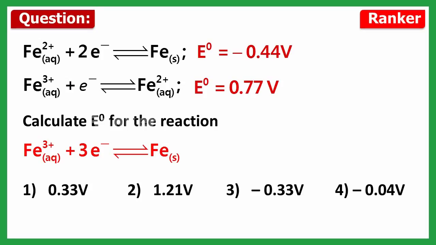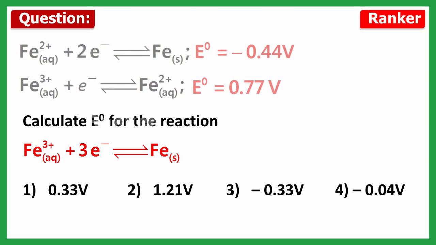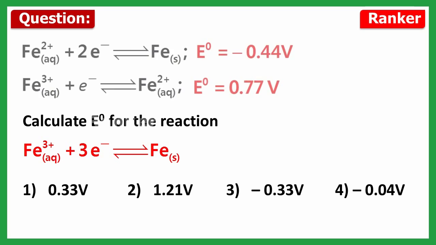Let's try to find out which is the correct option. Here I would like to tell you that the required equation, Fe3+ plus 3 electrons gives Fe, can be obtained from the first two equations which are given in the data. You need to simply add those two equations. If you add first and second equation, you get the third equation.